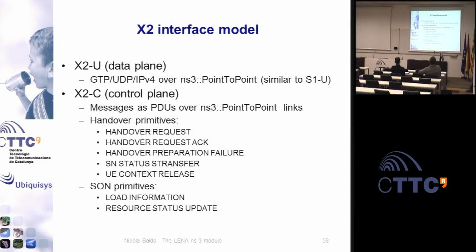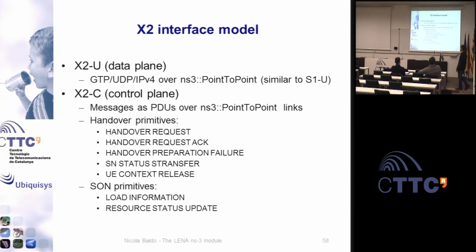The primitives that are supported for X2, the control part of X2, are divided into two categories. On one hand, we have the handover primitives, so the ones that are used for X2-based handover. And on the other hand, we have so-called SON primitives, so primitives that are used for the implementation of self-organized network solutions, like inter-cell interference coordination. And in this category, we support two specific primitives. One is load information, and the other is resource status update.